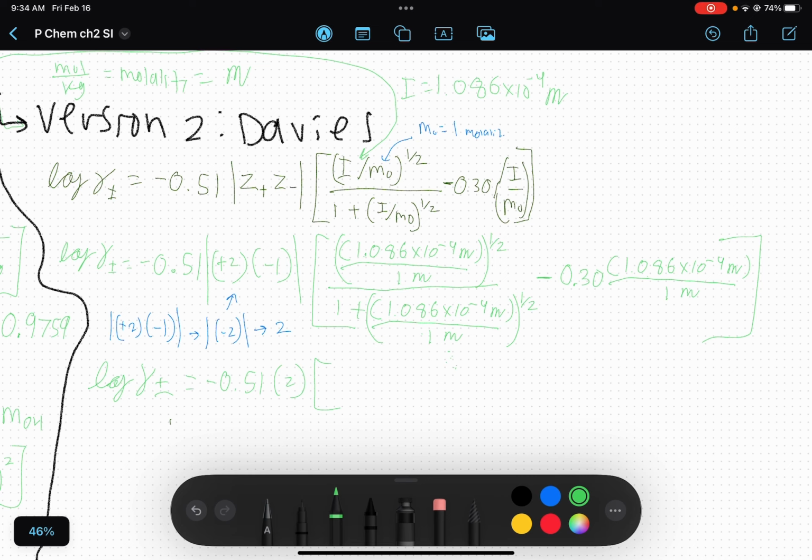(1.086) e to the negative 9 divided by 1. And don't forget that it's squared. Square rooted of. And then it's that. Which I got 3.295 times 10 to the negative 0.5 for that. And then it's going to be that divided by 1 plus the same.